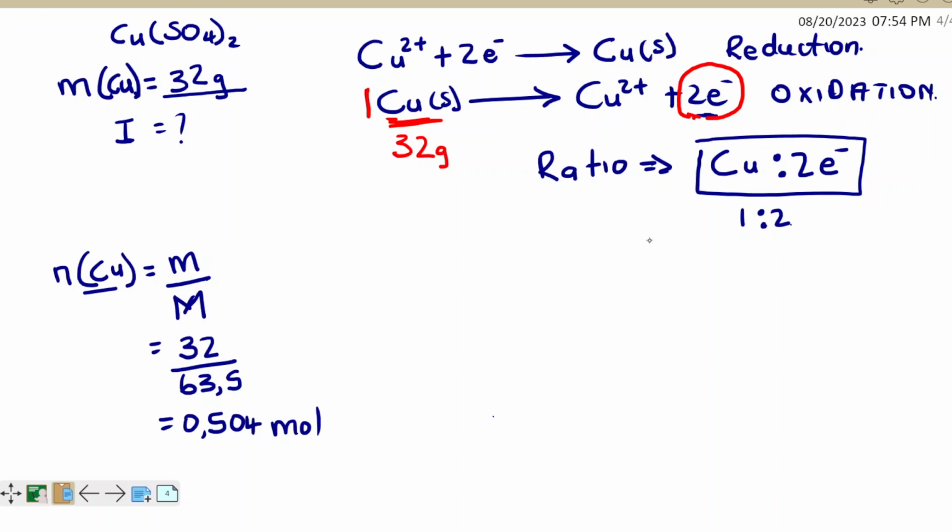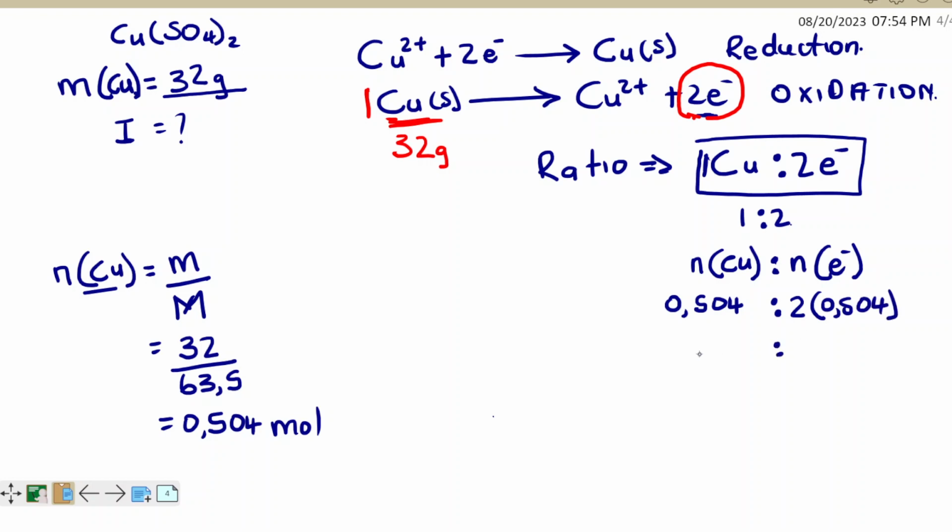So now we need to find the number of moles of the electron, because we are dealing with current, and current deals with charge, and charge deals with electrons. What is the ratio between the copper and the electron? 1:2. So if we know the number of moles of the copper, then we can know the number of moles of the electrons. So we find this to be 0,504.